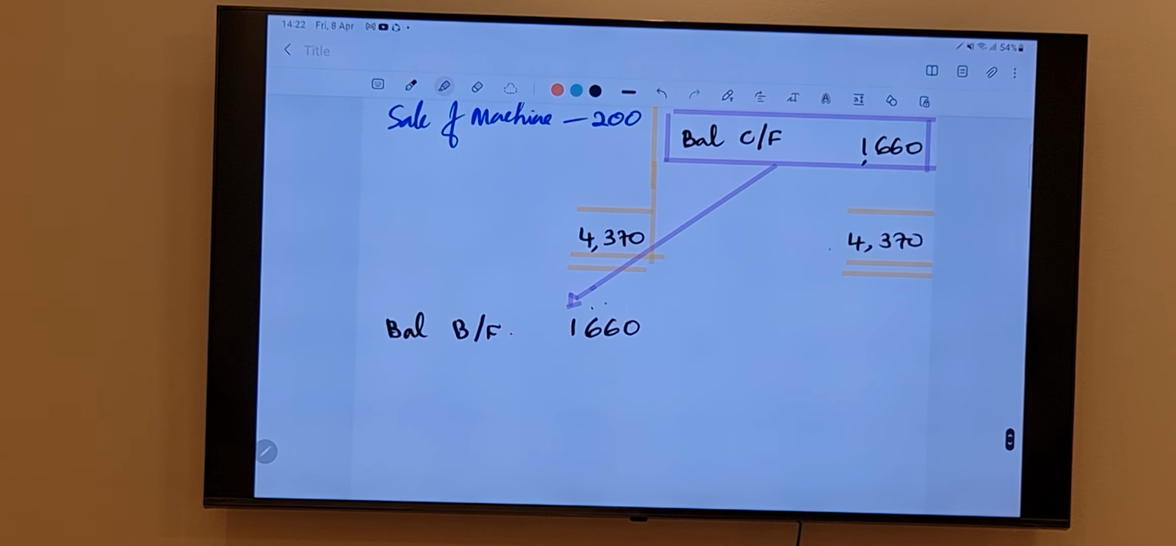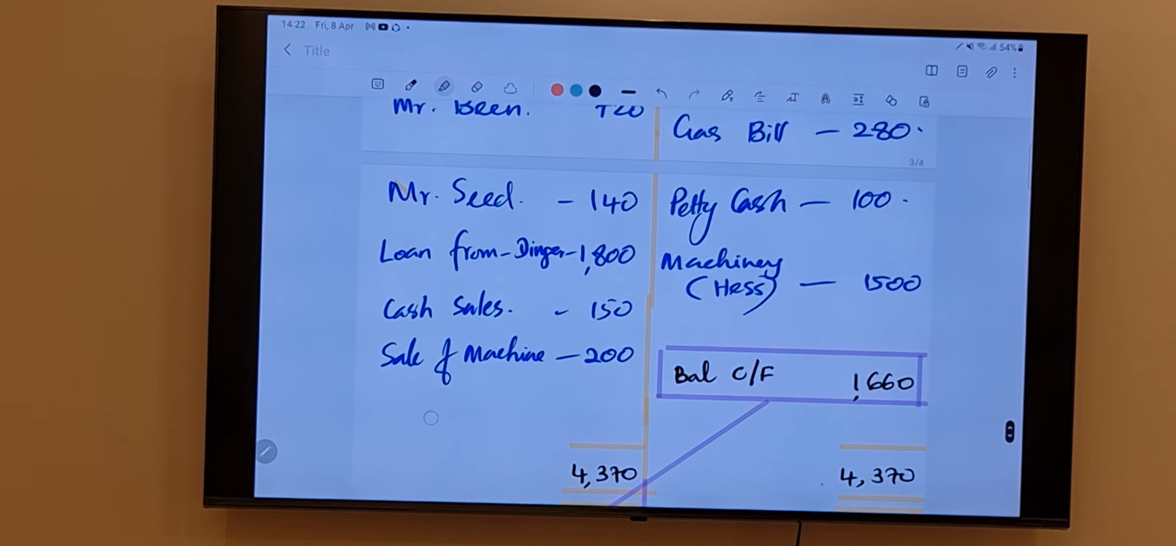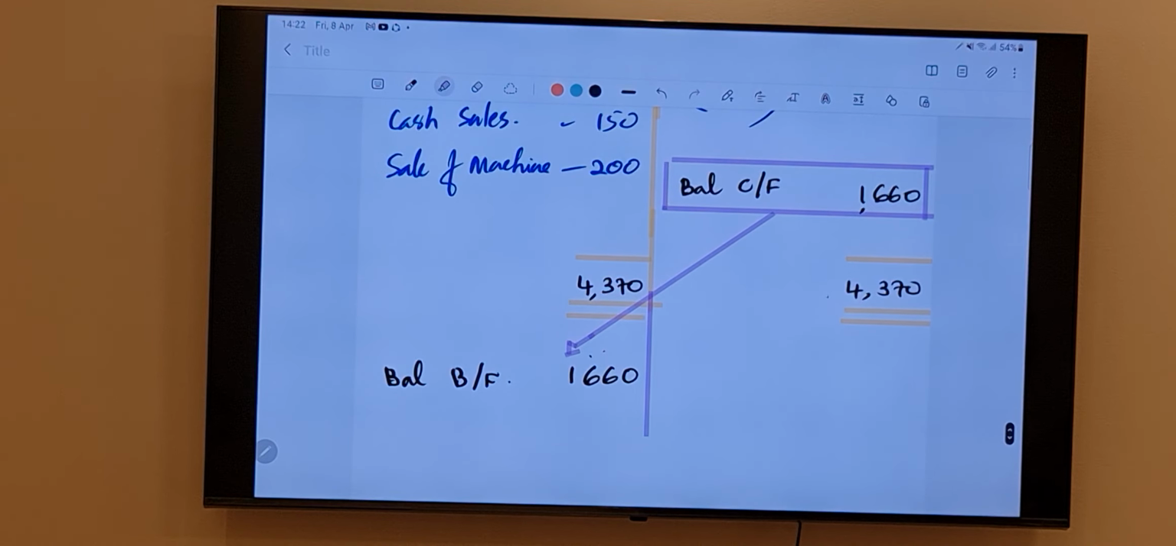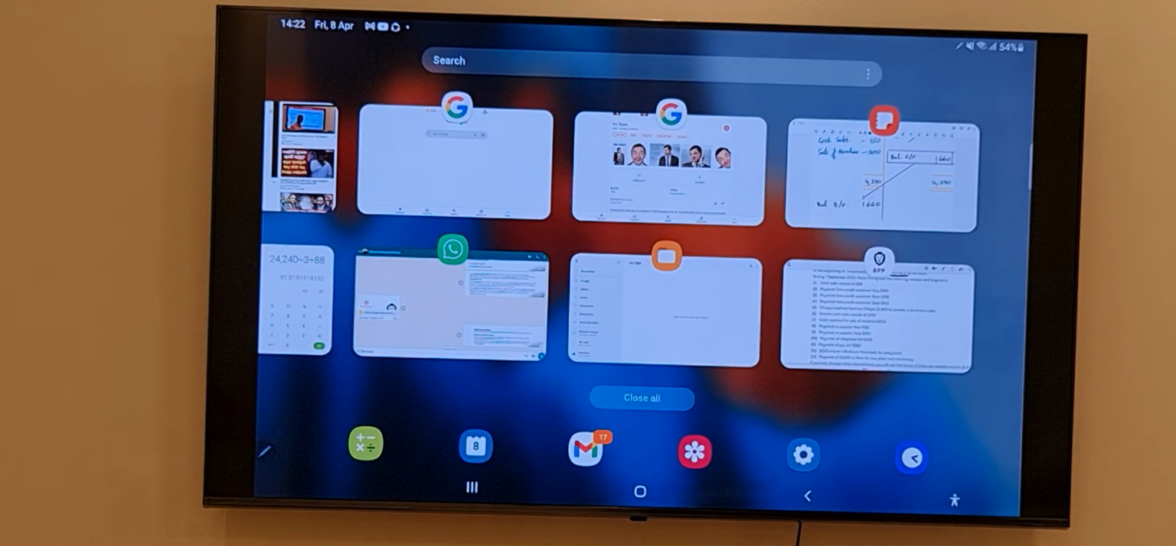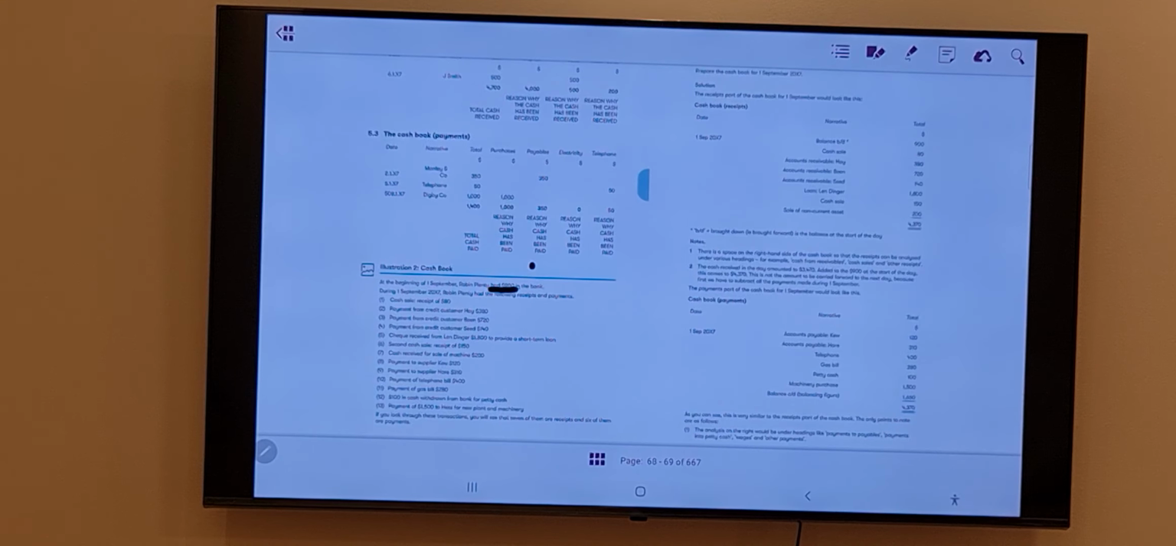1660. Khalas, finish. This is our answer. Fahamtu? Yes. Nasa, are you okay? Yes. Good.